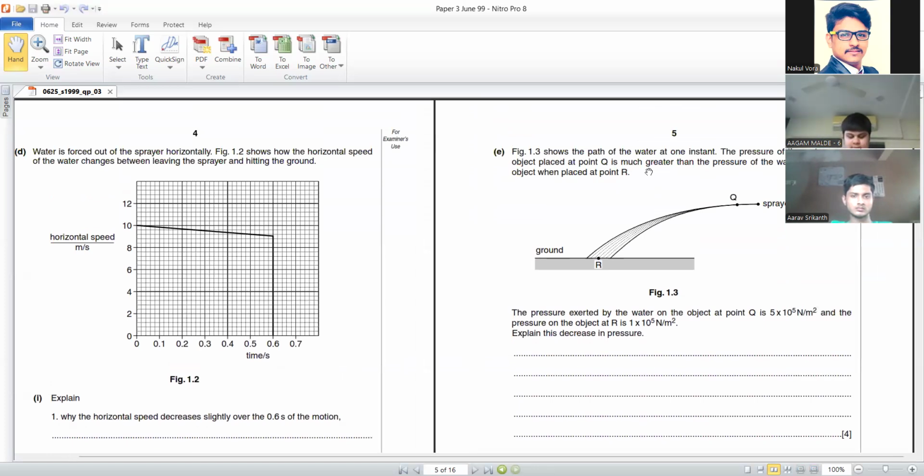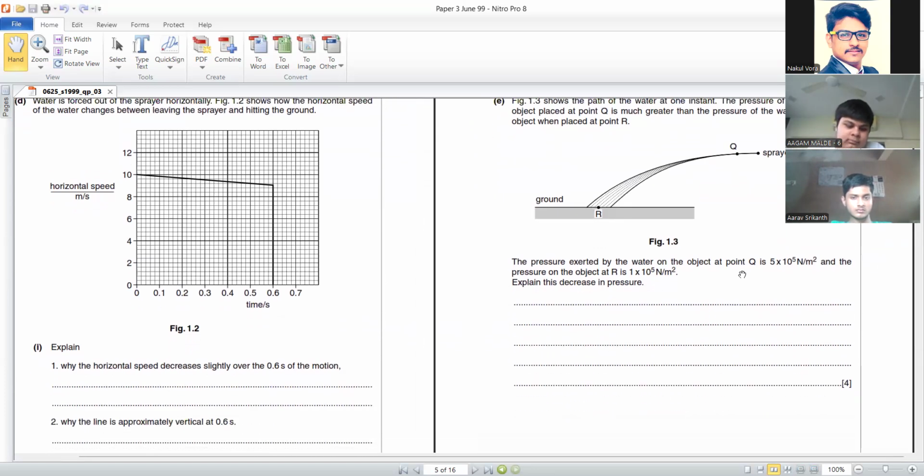The figure shows the path of the water at one instance, the pressure of the water at an object. Now see, we are going to pressure. Now we have changed our path in the same question to pressure. So the pressure of the water on the object placed at point Q is much greater than the pressure of the water at the same place when it is placed at R. The pressure exerted by the water on the object Q is 5 into 10 raised to 5 Newton per meter square, and the pressure on the object R is 1 into 10 raised to 5 Newton per meter square. Explain this decrease in pressure.